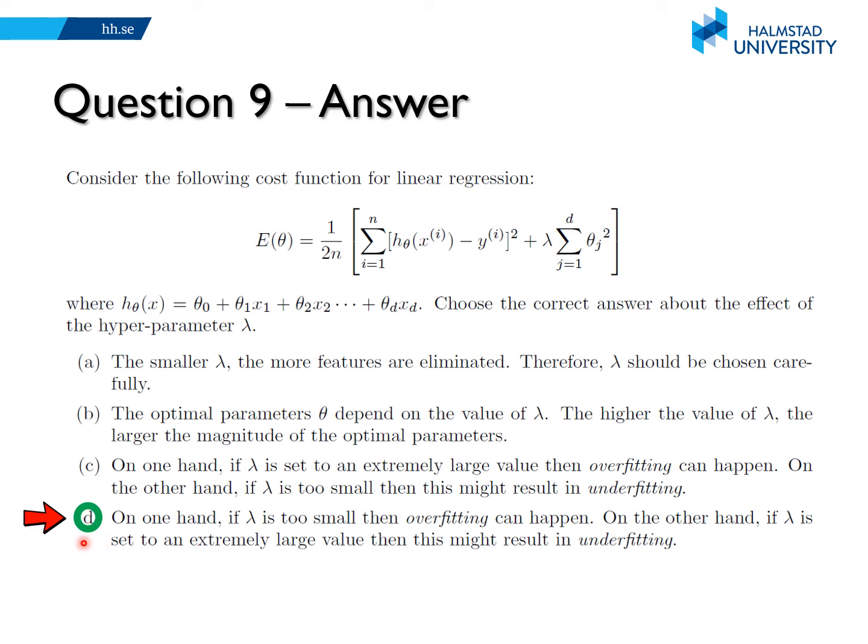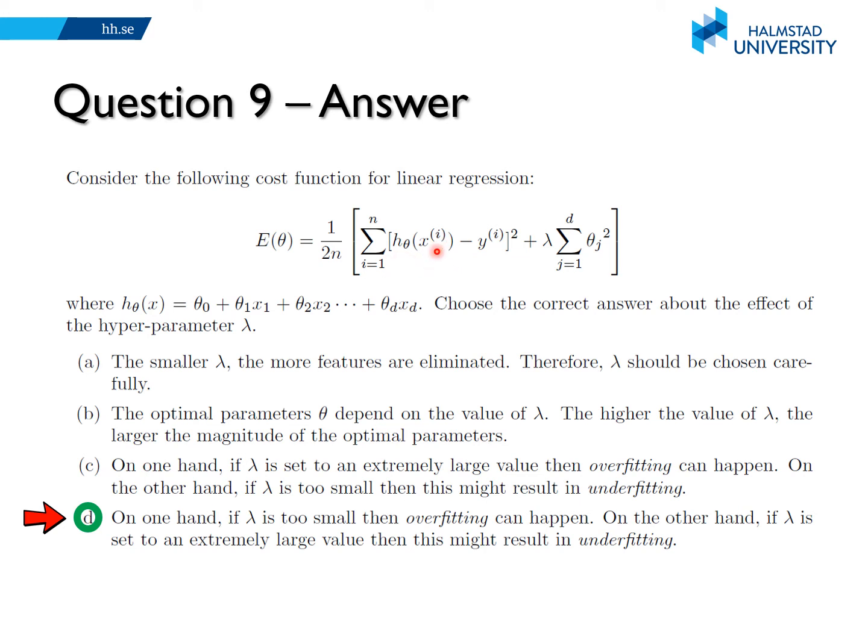The correct answer is D. If lambda is too small, then overfitting can happen. For example, in the extreme case, if lambda is equal to 0, then we don't have this term. So we don't do regularization, and we focus only on minimizing the mean squared error. And in this case, overfitting can happen depending on our data set.